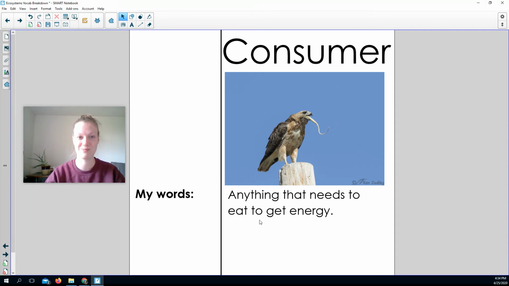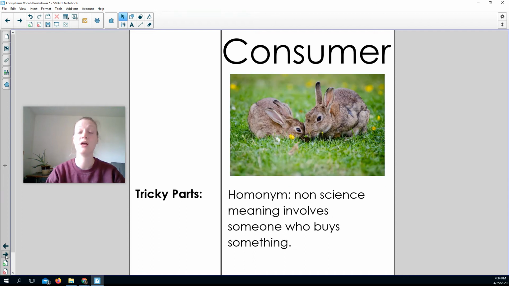And that's a sad picture, but I wanted to show you that it applied to meat eaters too. The tricky part about consumer is that it also has a homonym. When we're talking about goods and services, like when I used to work at a grocery store, we had producers that would give us the things that we would sell, but the consumer is the person who would buy the goods from us. Those two words went together.